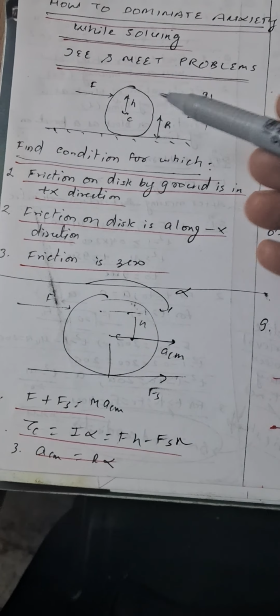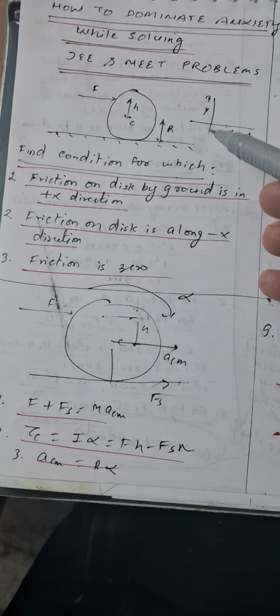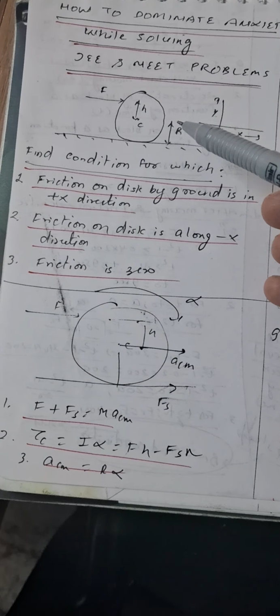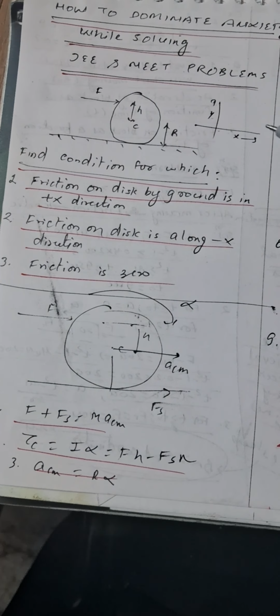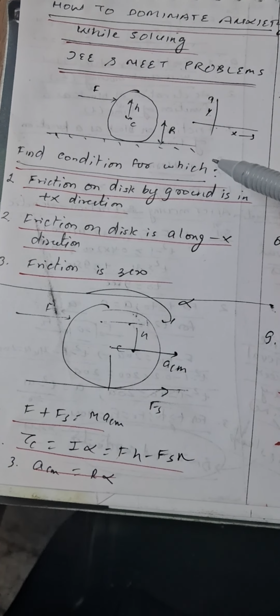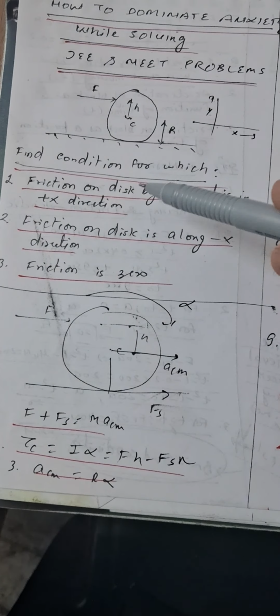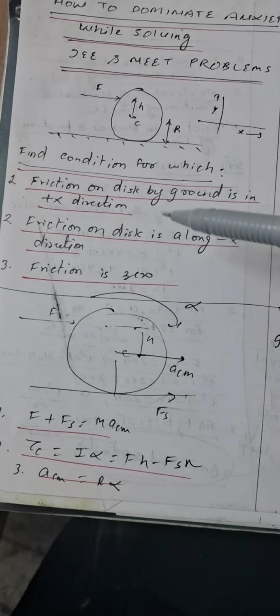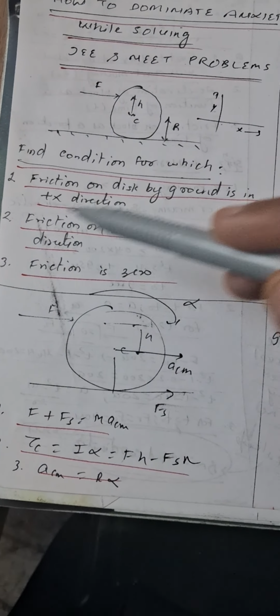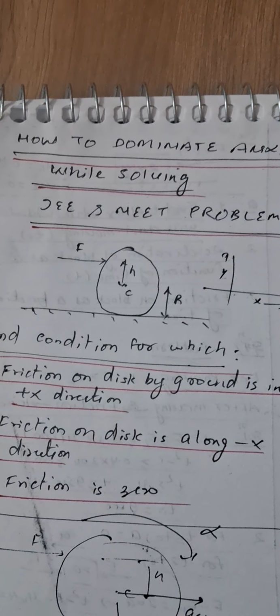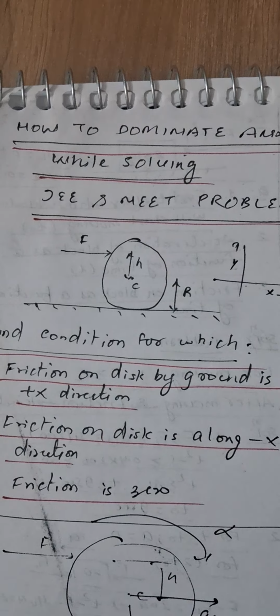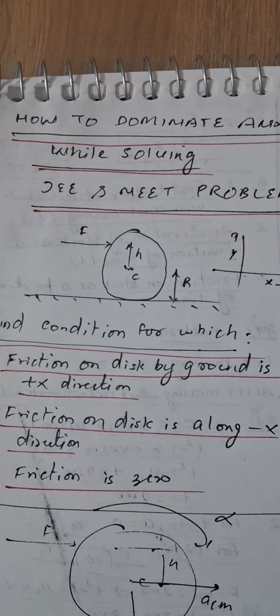To understand it, let's start by solving a question. There is a rigid body, and a force is applied on it at a height of h from the center of mass. Then we need to find the condition for which friction on the disk by ground is in plus x direction, friction on the disk is along minus x direction, and friction is 0. So first of all, you solve this question. Take 30 seconds and try to solve this question, that how you are going to solve this question.